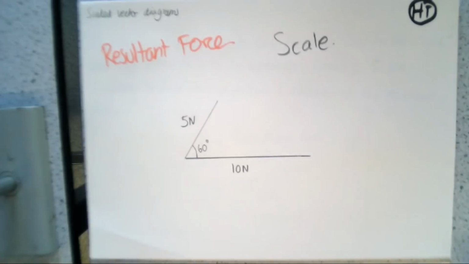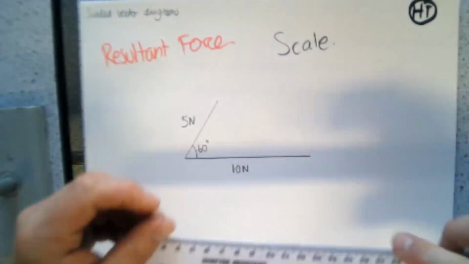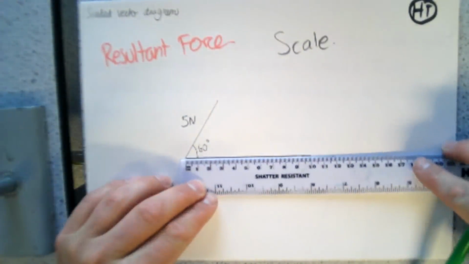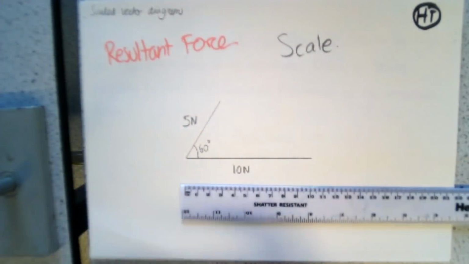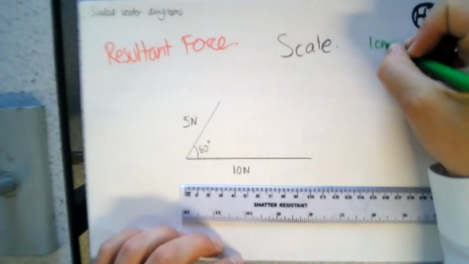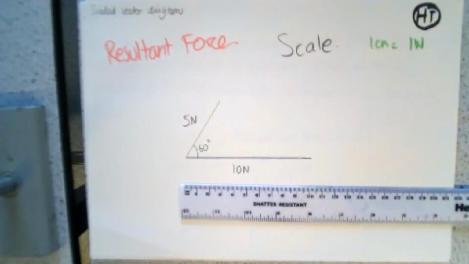For this one, I can't just crack out a triangle because it's not at a right angle. So what I need to do is I need to use another strategy. And what I'm going to create is a parallelogram. So I'm going to measure this line first here because it's to scale. And it's 10 centimetres and it's 10 newtons. Brilliant. It's almost like I made this question up. So 1 centimetre, and I'm just going to put it here so I don't forget, is 1 Newton.